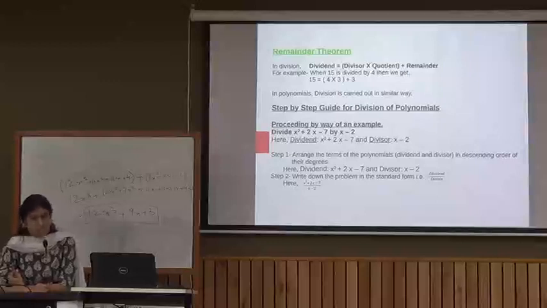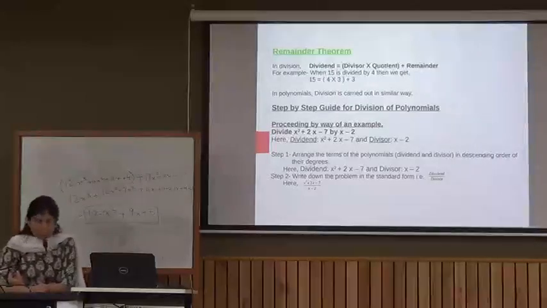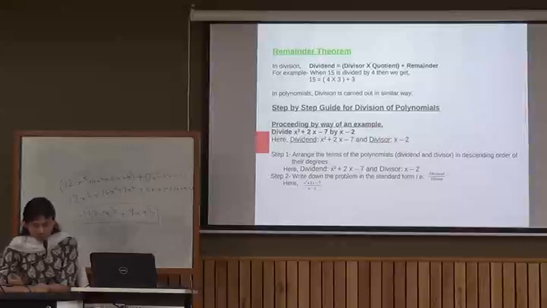In polynomials, division is carried out in a similar way. Now, let us understand how the division is performed in polynomials step by step. We shall proceed with this understanding by an example. For instance, consider dividing x squared plus 2x minus 7 by x minus 2. Here, dividend is x squared plus 2x minus 7 and divisor is x minus 2. Clearly, dividend here is a quadratic polynomial and divisor is a linear polynomial.